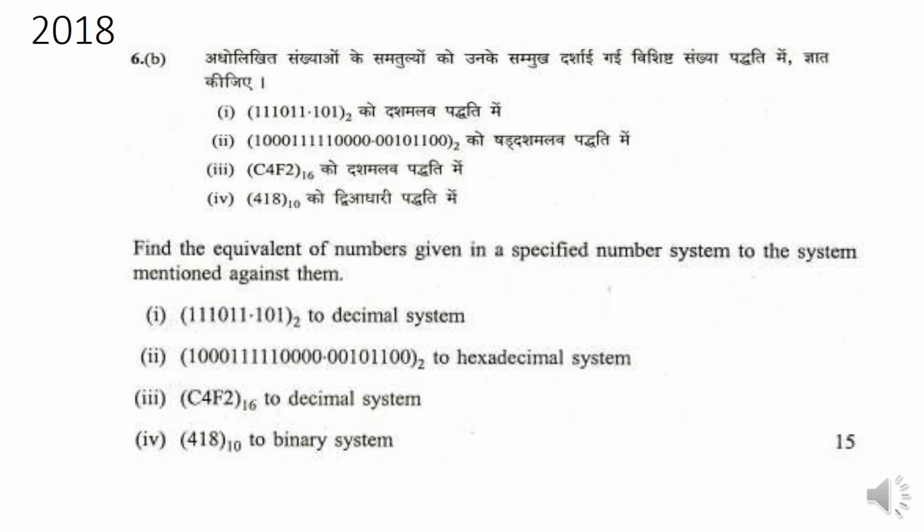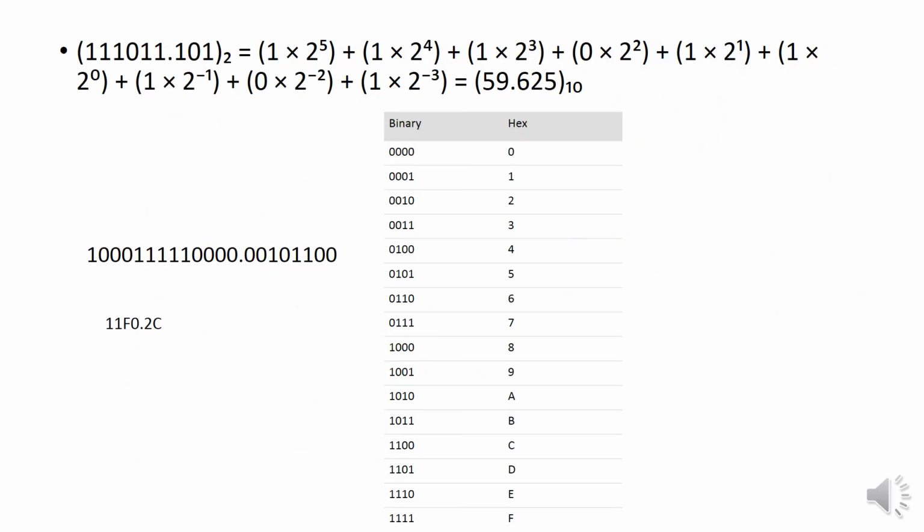Here again we have to change these numbers into a different system. So first is binary to decimal, second is binary to hexadecimal, third is hexadecimal to decimal, fourth is decimal to binary. As I have explained already, I am only giving the answer here. This is the first case, this is the first part.